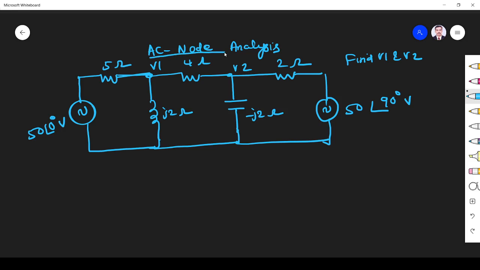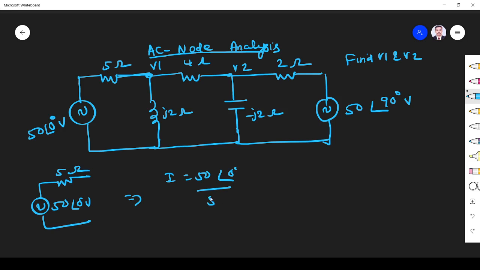I use the shortcut method. Whenever I want to use the shortcut method, I have to convert the voltage sources into current sources. The total circuit should have only current sources, then only can I use the shortcut method. So this is 50 volt and 5 ohm in series. I convert this into a current source, so I equals V by R. So 50∠0 divided by R, which is 5, gives 10∠0.